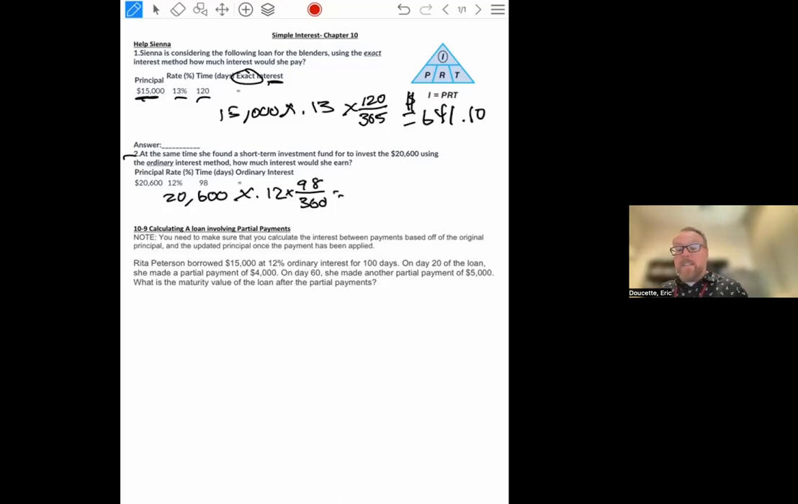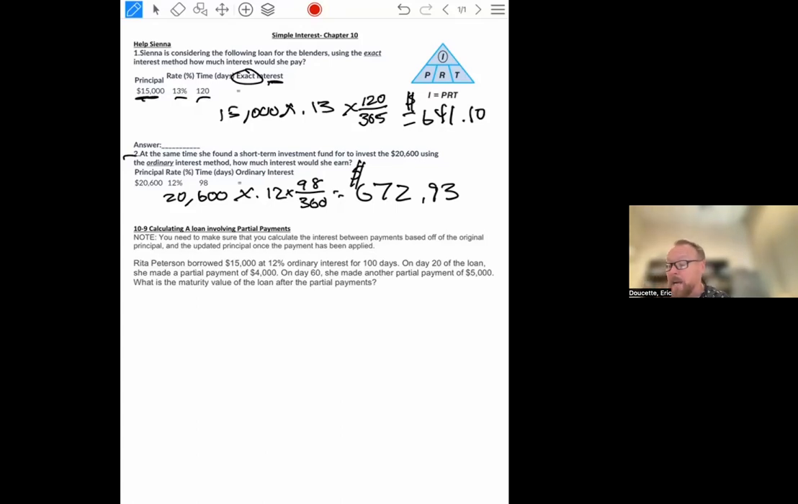So we're going to take the 20,600, multiply it by 12%, 0.12, and then multiply that by 98 divided by 360, and our result comes to $672.93. So that's how much money she will earn by doing that 98-day investment.